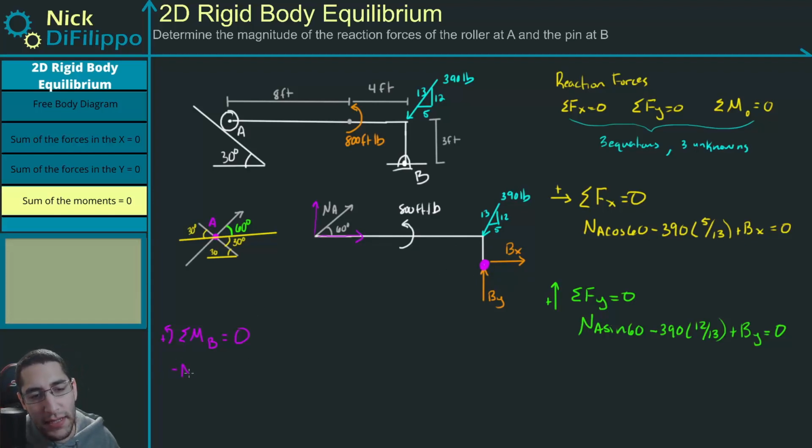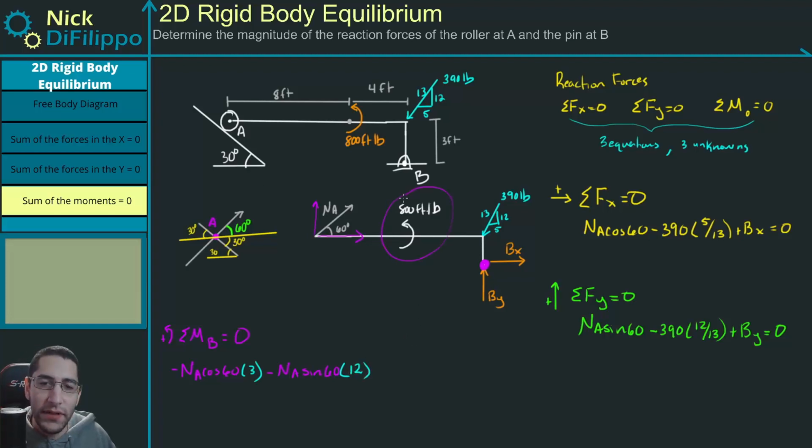So I'm going to have minus NA times the cosine of 60. That's this horizontal component. The perpendicular distance is this distance right here, and that's 3 feet. So then I'll have minus NA times the sine of 60. The perpendicular distance is this complete distance right here, so that's going to be 8 plus 4 feet, so 12 feet.